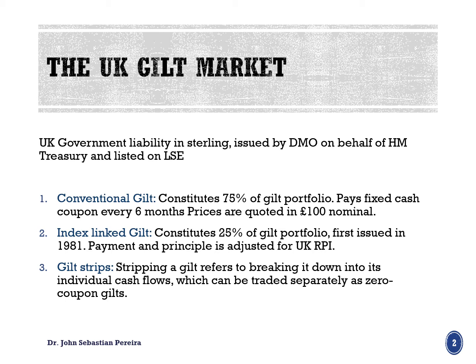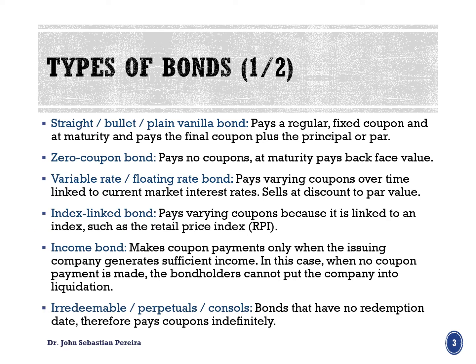Apart from conventional and index-linked gilt, a very small proportion is also in the form of a gilt strip, where stripping of the gilt refers to breaking it down into individual cash flows like a zero coupon gilt, where each investment is considered as a separate investment option. It's a very minor proportion of the total gilt market.